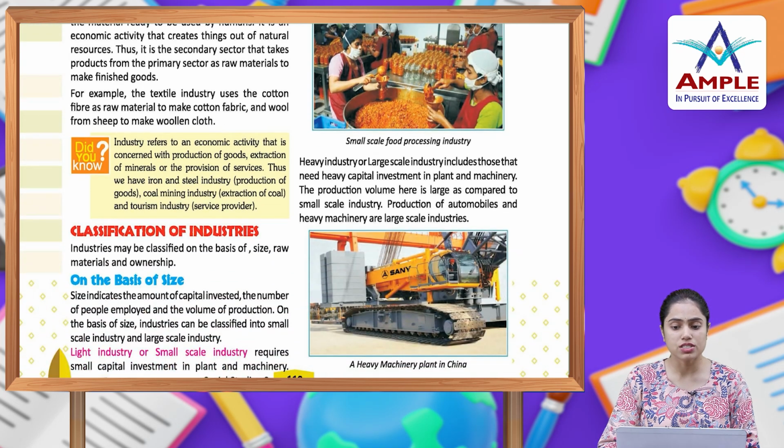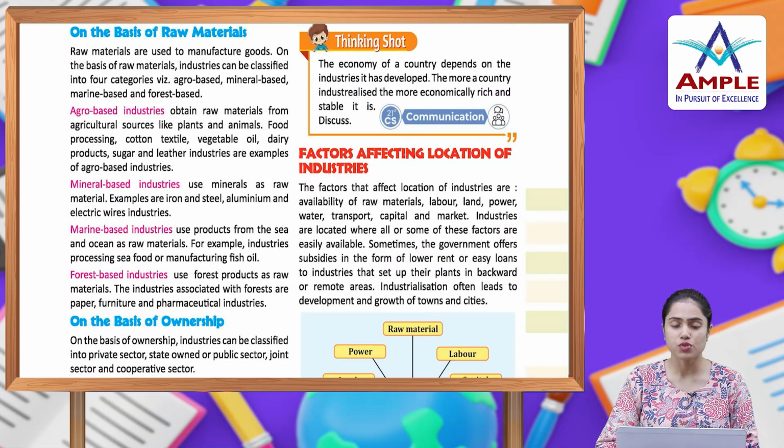Heavy industry or large scale industry includes those that need heavy capital investment in plant and machinery. The production volume here is large as compared to small scale industry. Production of automobiles and heavy machinery are large scale industries. On the basis of raw materials used to manufacture goods.